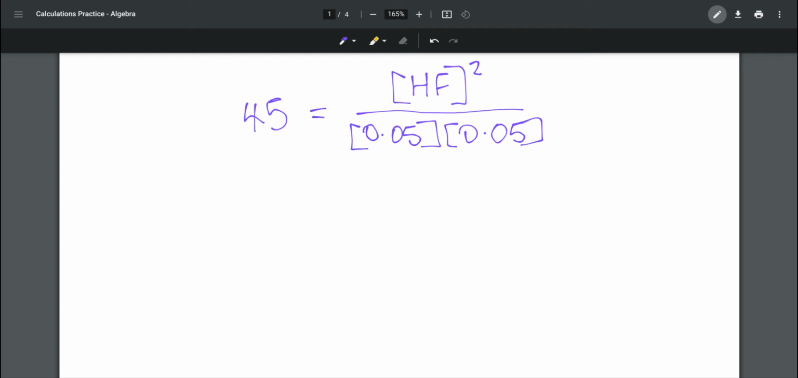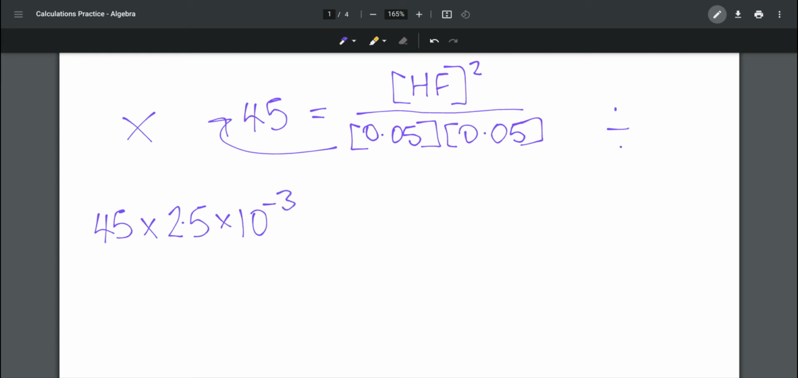So what I'm going to do is take that over to the other side. If it's a divide on this side, it's going to become a multiply. So 45 times, now remember 2.5 times 10 to the negative 3 is just the answer of this multiplication of the 0.05 and 0.05. And that is equal to HF squared. So we are trying to get HF on its own, and that's how I would tackle that first part of this question.